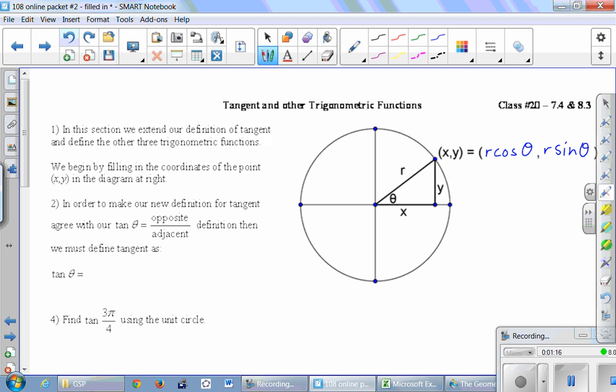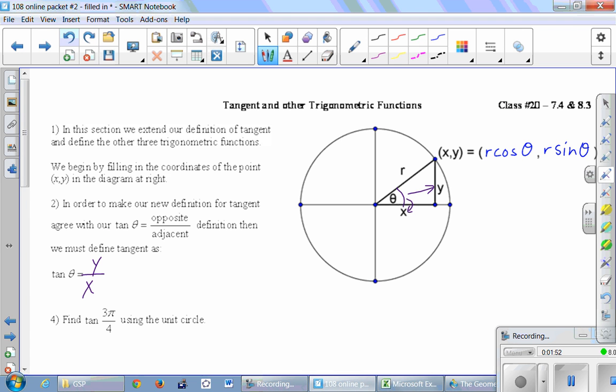Number 2, in order to make our new definition for tangent agree with our tangent theta equals opposite over adjacent definition, then we must define tangent as, and then we're going to fill this in. So we remember from SOHCAHTOA when we had a right triangle, we defined tangent of theta to be opposite over adjacent. We want to make sure that we're still defining tangent in that way, but we're going to extend it. So the opposite side is y and the adjacent side is x. So that means the definition of tangent, it better be y over x if it's still going to agree with opposite over adjacent.